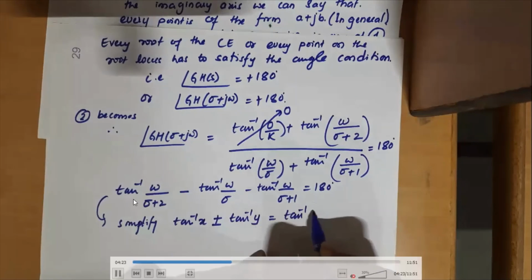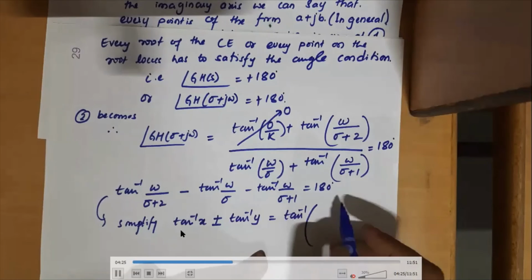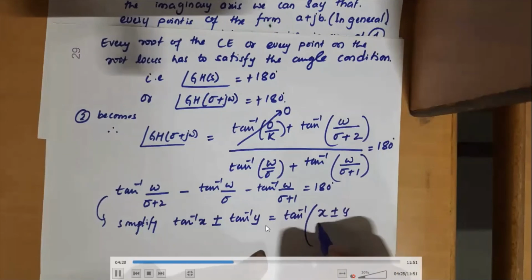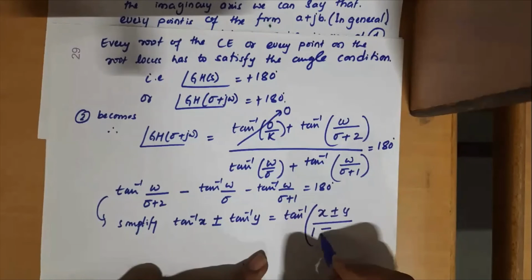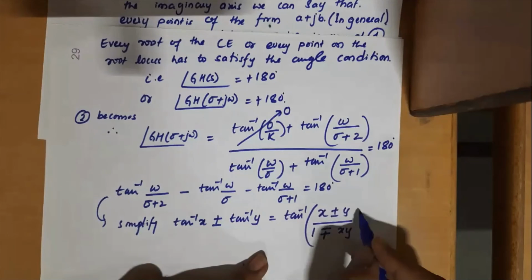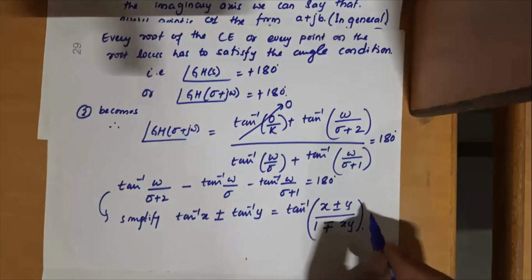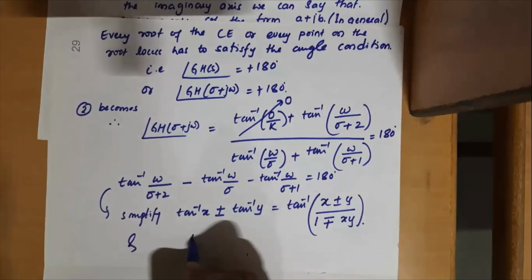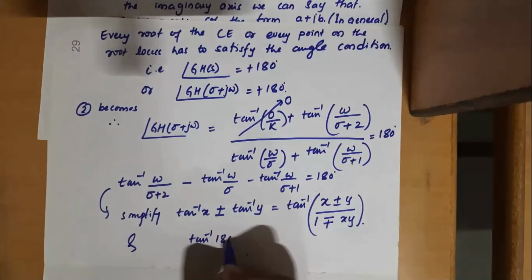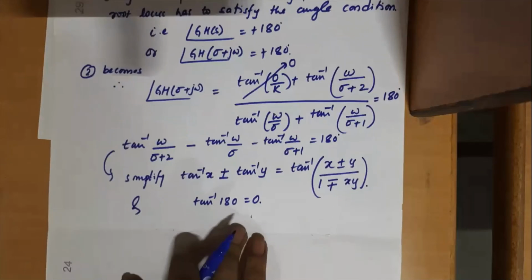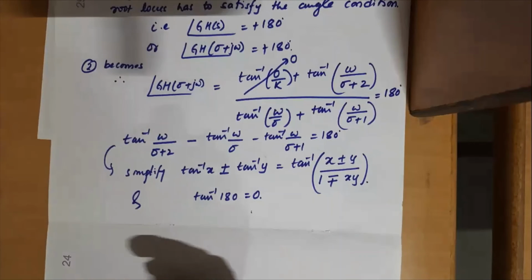I will simplify this expression using this trigonometric identity. I hope everyone is aware of this trigonometric identity, diploma students also. If not, please go through it. And also, tan of 180 is equal to 0.